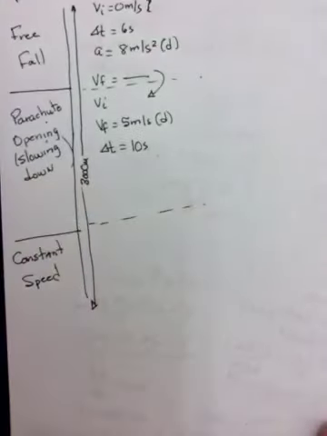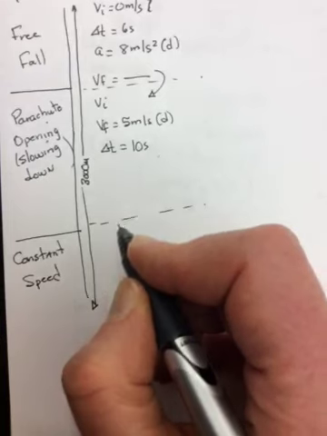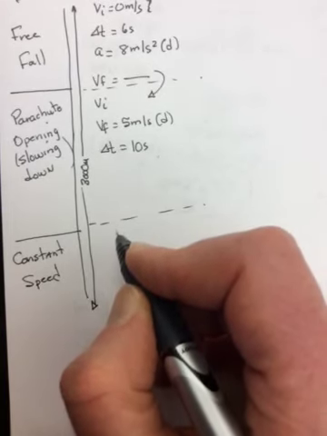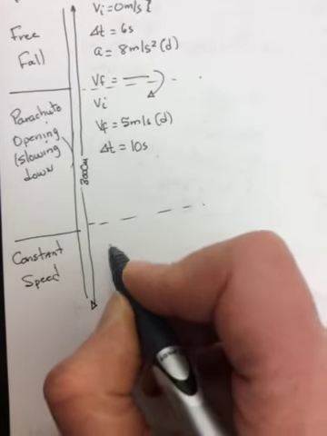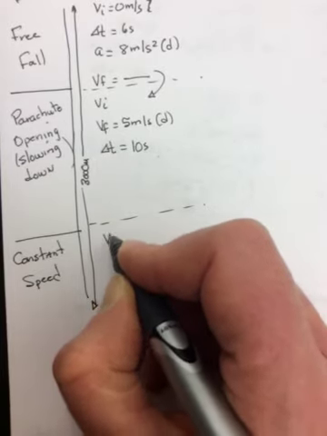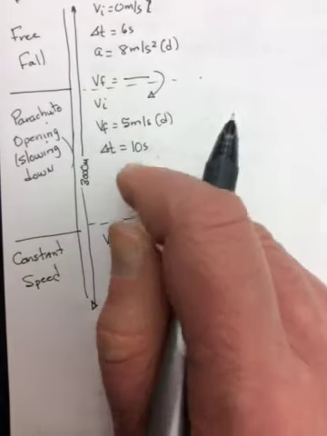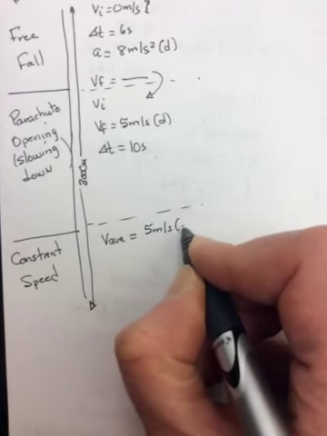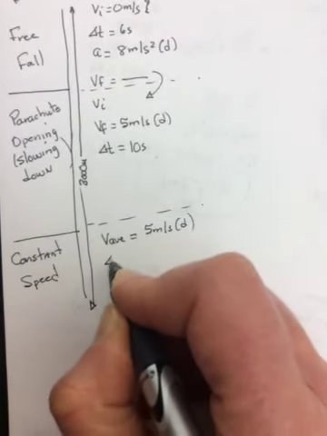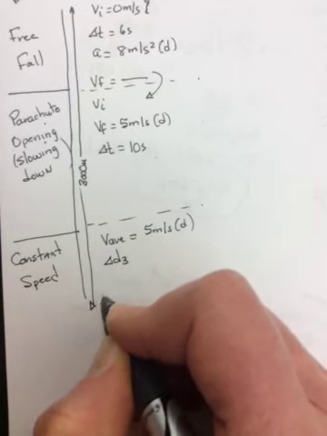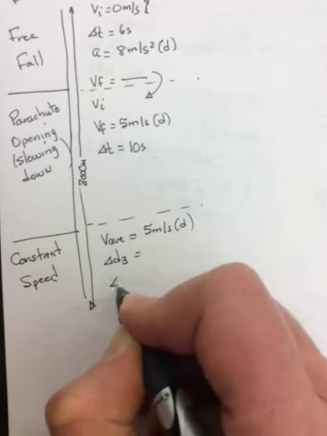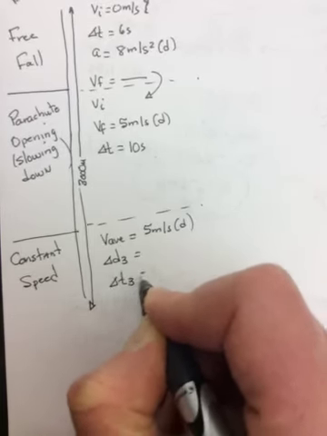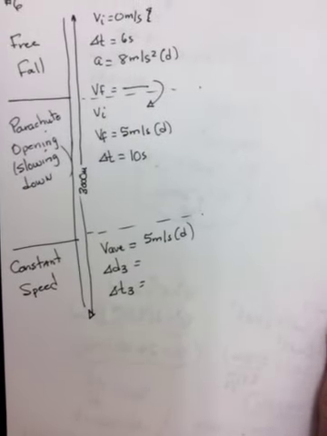Then she hits a constant speed. And it says she continues falling at this speed for the rest of the dive. At what speed? At the speed that was her final speed up here. So the 5 meters per second down. For the rest of the dive. We don't know what delta D3 is, but we'll be able to find it. And we don't know delta T3. So the question wants to know how long.